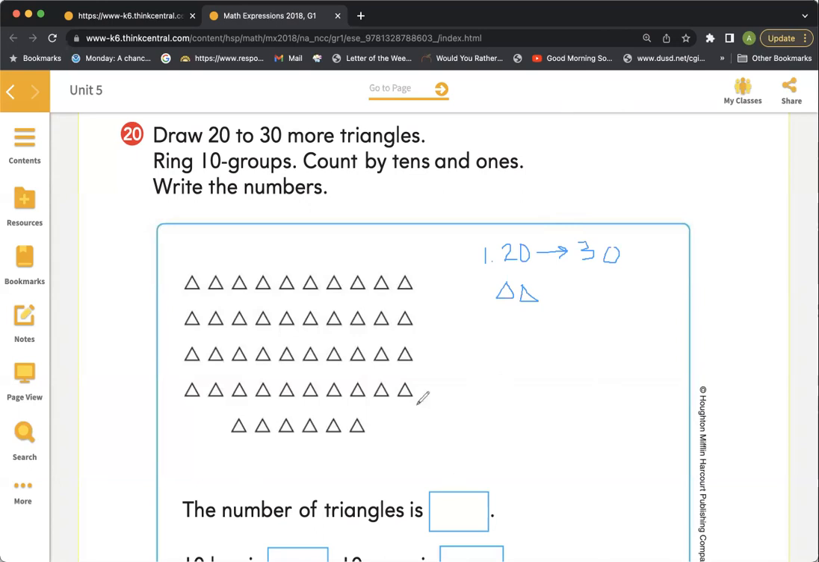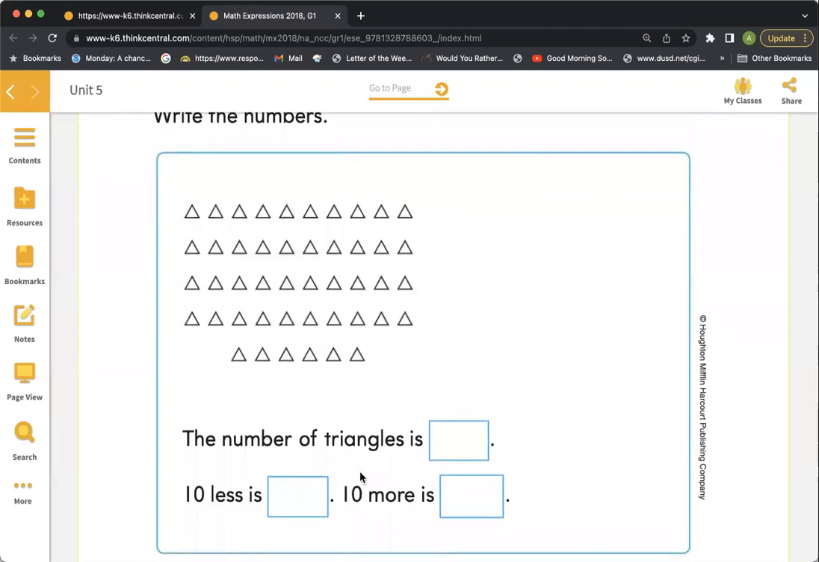Second step is then you have to ring 10 groups. So that's a 10 group, 10 group. You also need to ring your 10 groups here in the triangles. What it wants you to do is count by 10s, 10, 20, 30, 40. And then how many 10 groups do you have over here? And then don't forget to count the ones. Write that number here. And then the last one is 10 less and 10 more.